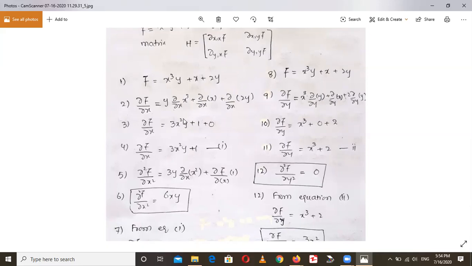Now look at step number 3. First of all, I will apply the power rule to x cube. I have already told you about the power rule: this power 3 will come forward, so this 3 comes here. Subtract 1 from the power, so this will become x square. Are you getting me? Yes, I got you. And this y will stay here, so this term will become 3x square y.